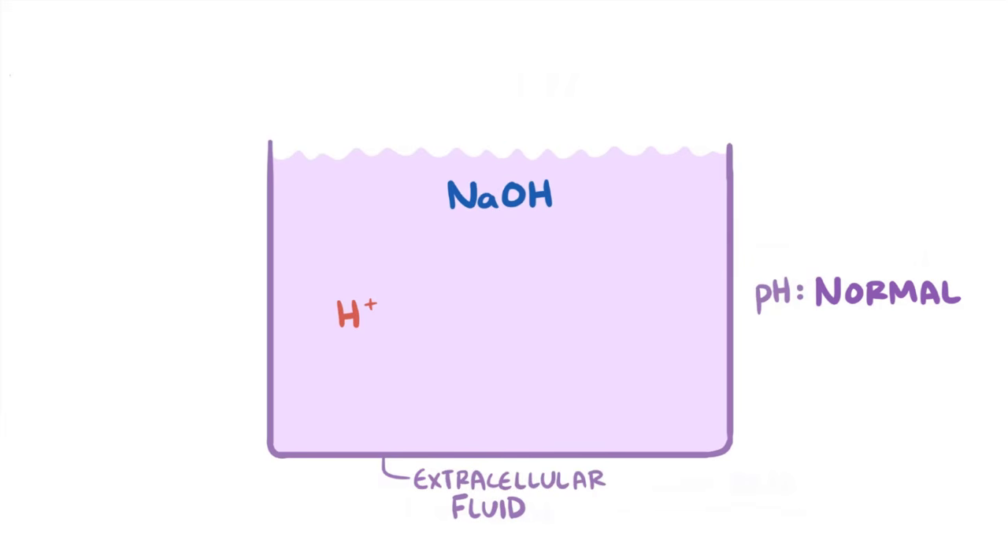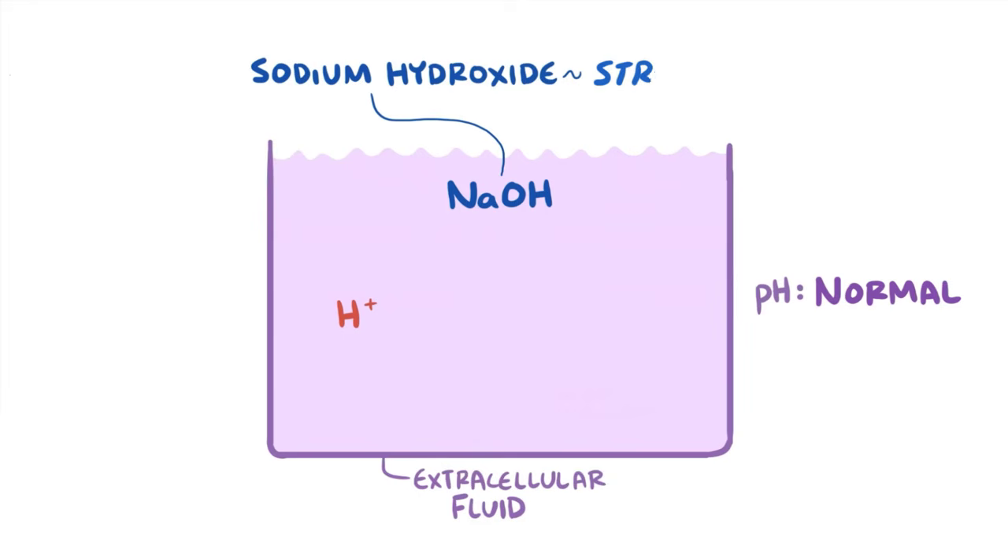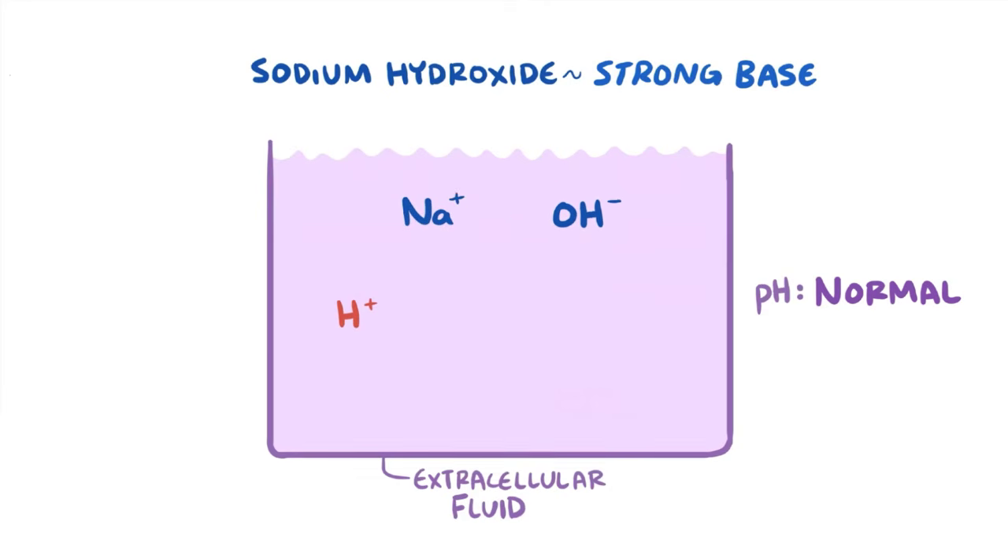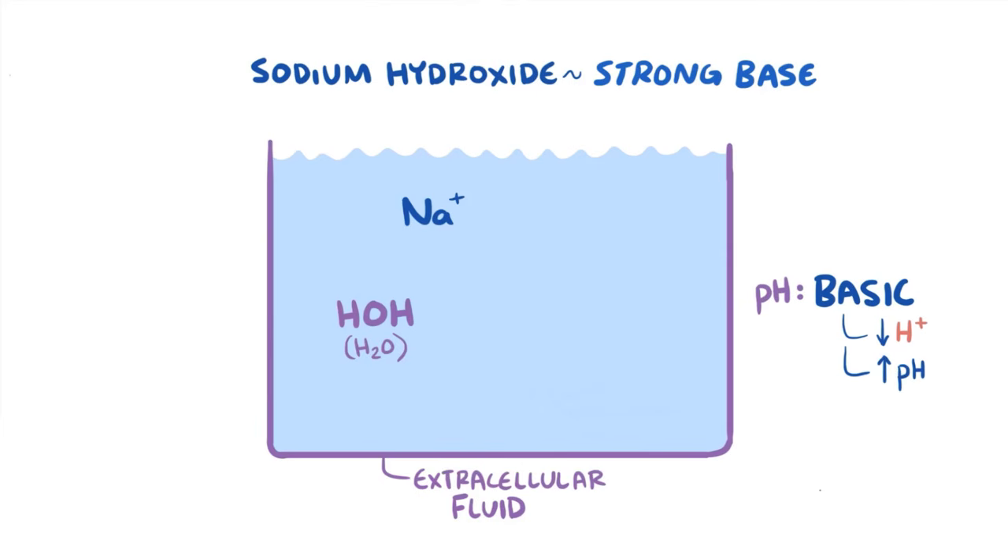Now we drop some NaOH in, or sodium hydroxide, which is a strong base. That means that in water, it completely dissociates into sodium or Na plus ions, and hydroxide or OH minus ions. The hydroxide ions bind to hydrogen ions and form water, which makes the fluid more basic, since there's a decrease in hydrogen ions, which increases the pH a lot. When there's plenty of carbon dioxide around, though, it reacts with the water to form more carbonic acid, which splits into bicarbonate ions and hydrogen ions, which quickly replaces the hydrogen ions, and therefore buffers the pH and keeps it in a normal range.